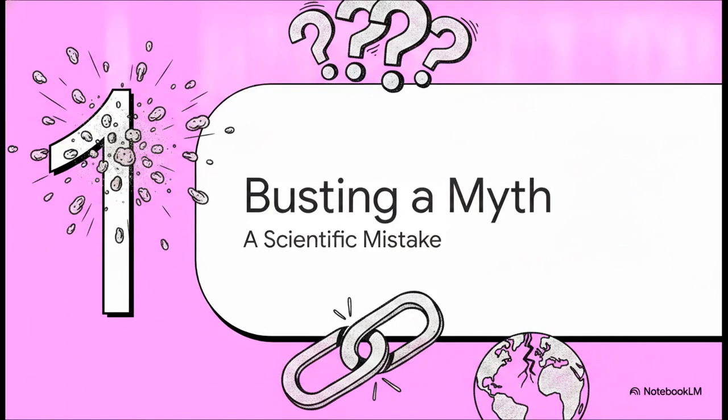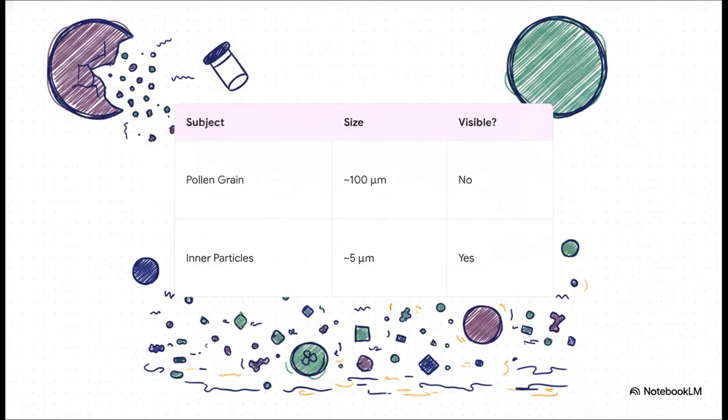Part 1. Busting a scientific myth. Look, if you open almost any science textbook right now, or even some major scientific journals, you're probably going to read that Robert Brown looked through his microscope and saw whole pollen grains moving around in the water. Well, that is completely false. It's actually one of the most widely propagated mistakes in all of scientific literature.